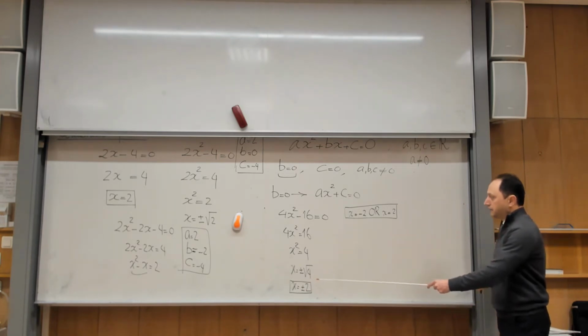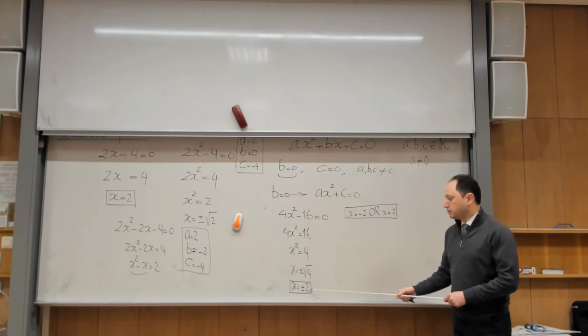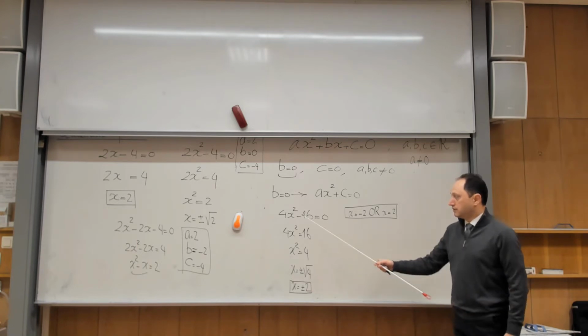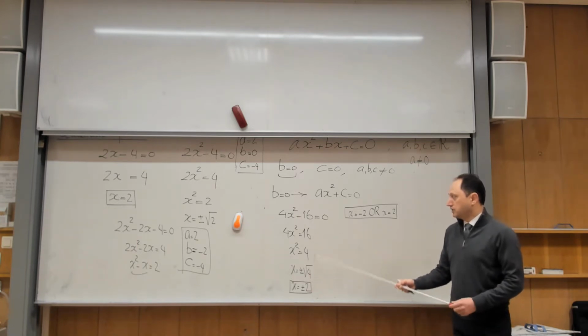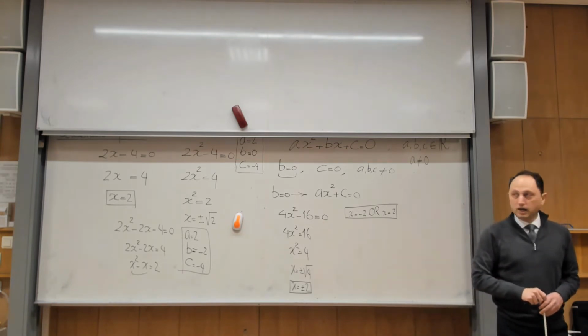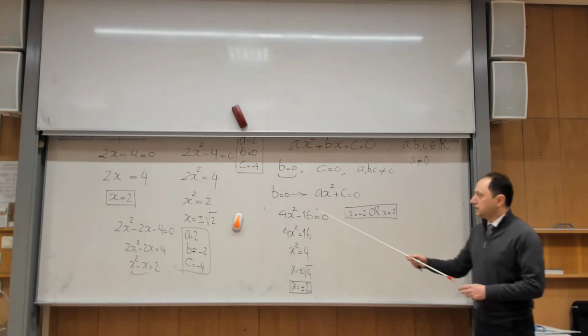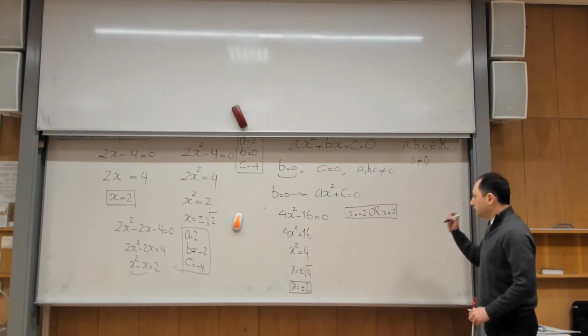This means that I have two solutions. There are two numbers, plus 2 and minus 2, so that if I replace x with those numbers, this equality turns out to be right. Yes? So actually you were able to solve a quadratic equation in which b is 0. What do you think about this?